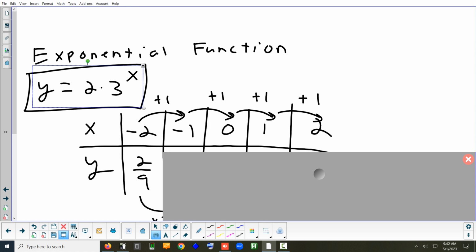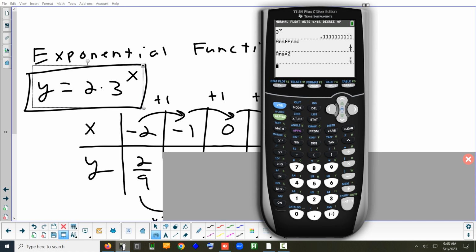Right, let's do the next one. What's the next x value that I need to plug in after negative 2? Yeah, negative 1. So I'm going to use my calculator. 3 to the negative 1. And again, your calculator will give you a fraction, 1/3. So now I need to take 1/3 and multiply it by 2. What's 1/3 times 2?